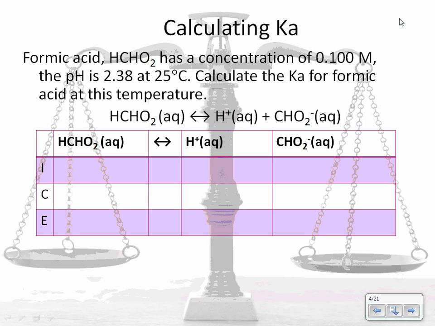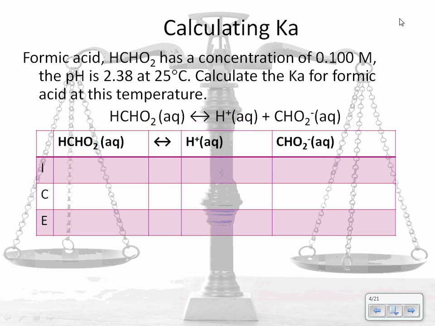So how do we actually calculate Ka? Let's do an example. So here's an example. Formic acid, HCHO2, has a concentration of 0.1 molar, and the pH is 2.38 at 25 degrees Celsius. Calculate the Ka. So here's my equilibrium expression.